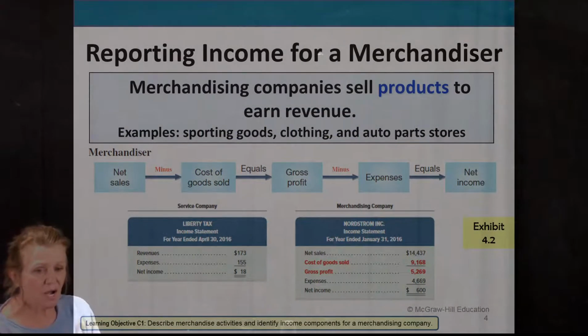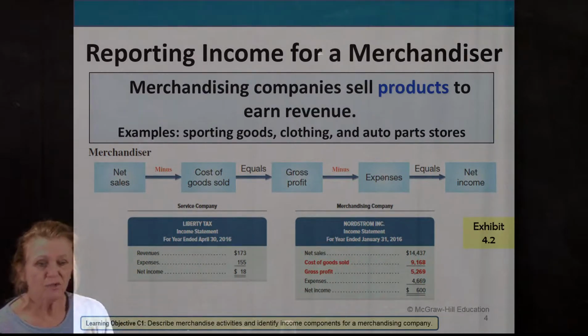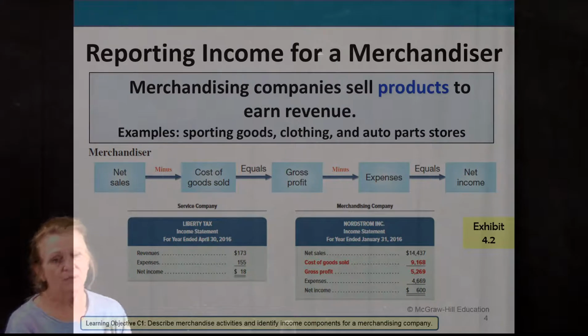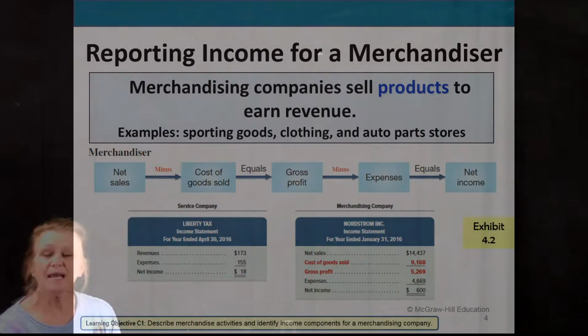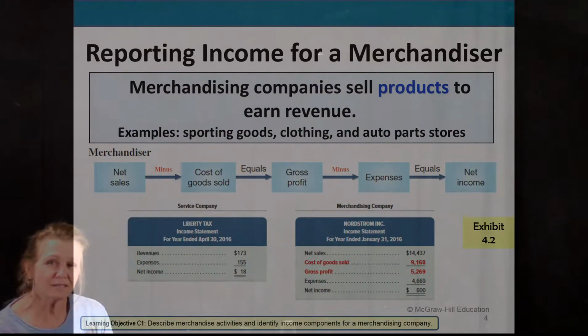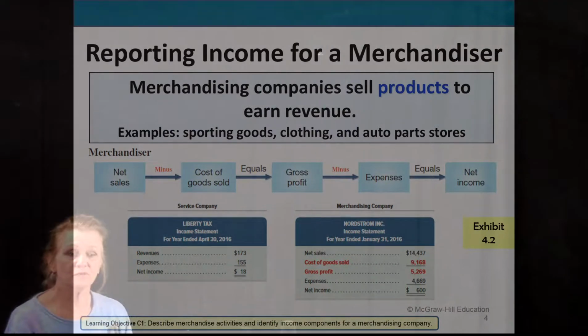So when we talk about our income statement, and you can look at the income statement on the lower left for a tax service, that's services like we've talked about up until now. You have your revenues minus your expenses equals net income. You guys all know that. When we talk about a retailer, we have to add the cost of goods sold in there. So our merchandising income statement has your net sales, which is that total revenue that we talk about, minus the cost of the product.